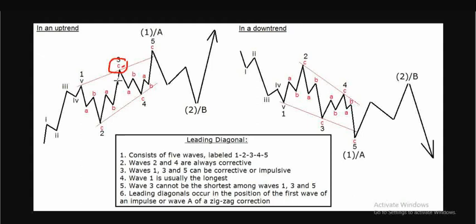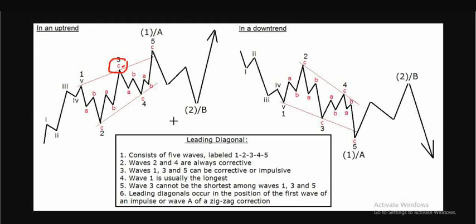So let's look at the 6 rules and guidelines of the leading diagonal. Leading diagonals occur in the position of the first wave of an impulse or wave A of a zigzag correction. Okay, so what does this mean? Let's read it one more time. Leading diagonals occur in the position of the first wave of an impulse or wave A of a zigzag correction. So what do I mean by zigzag correction?